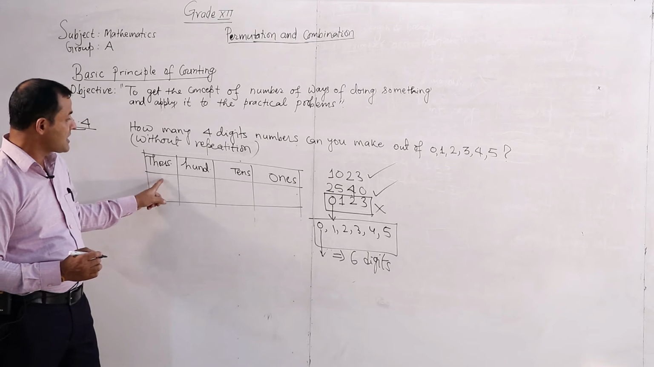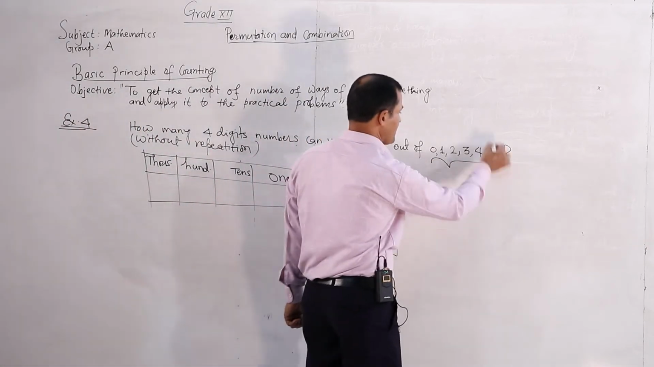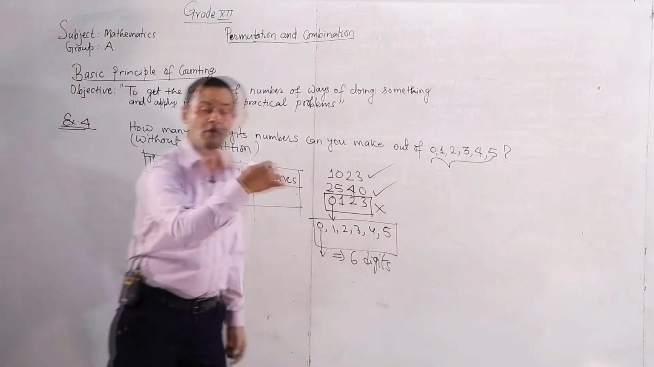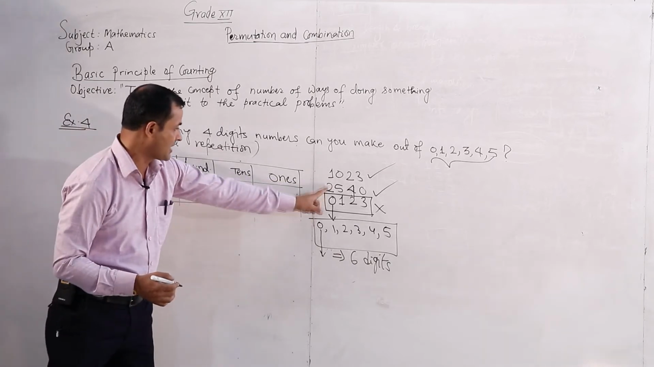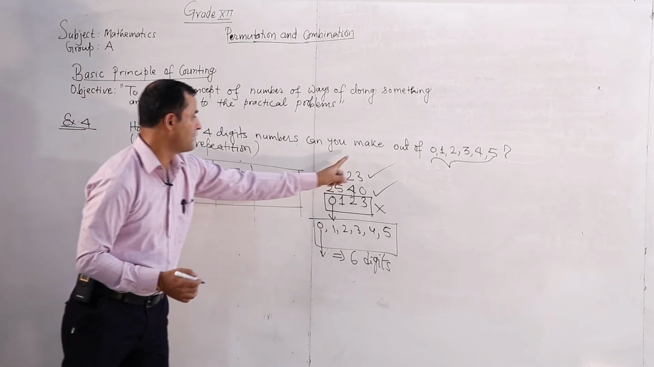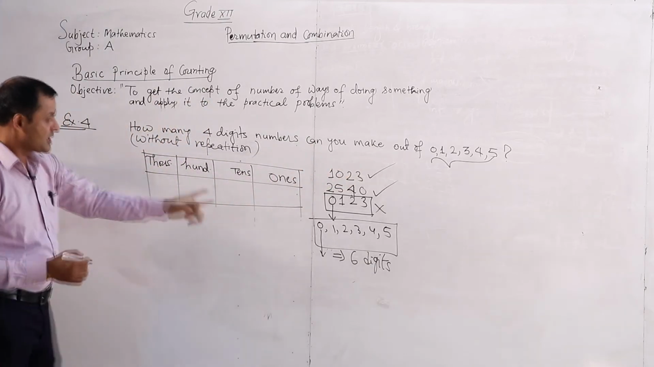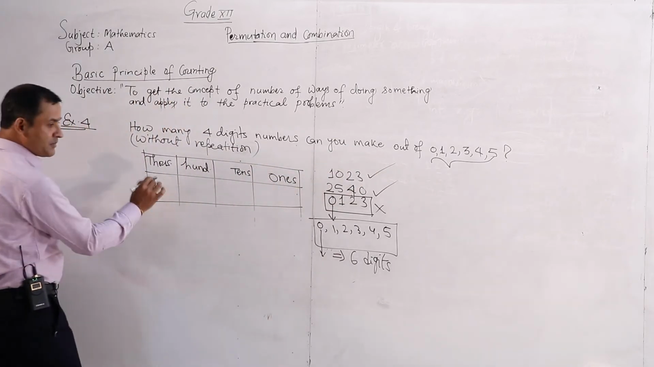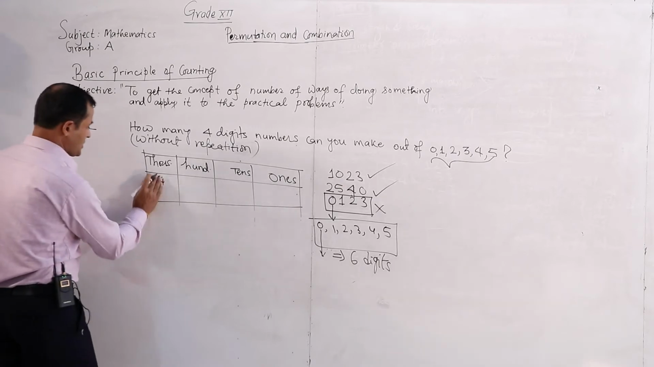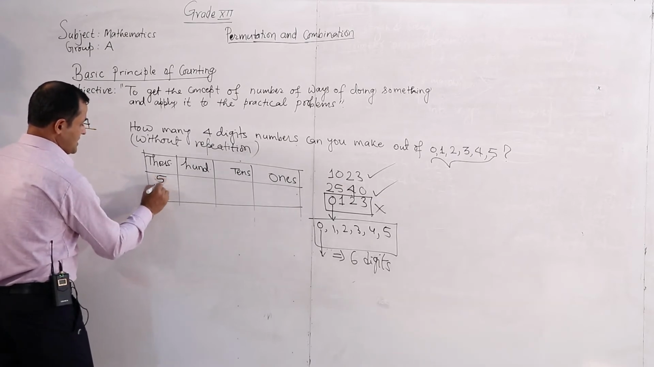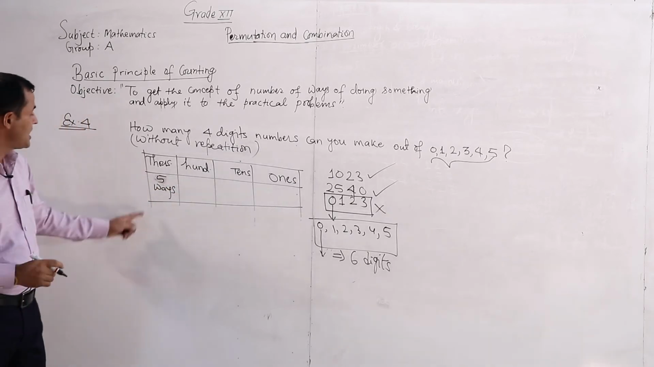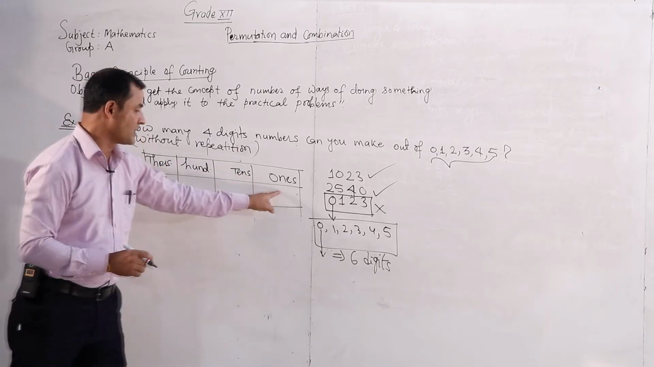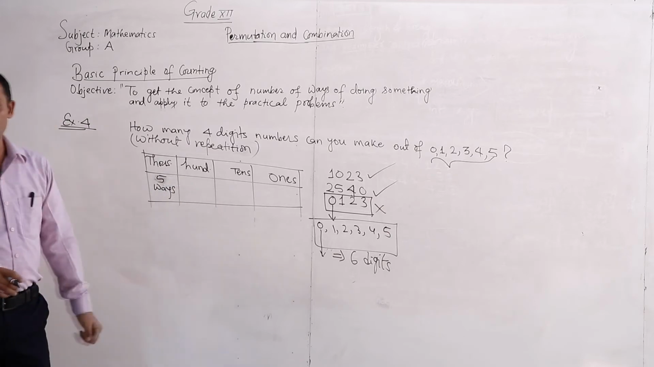How many ways can the thousands place digit be chosen? Can we put 0? No. So how many ways? 1, 2, 3, 4, 5. All the remaining can be put in the thousands place. So we have 5 ways. Why? Except 0, we can put any one of the digits in the thousands place. Now you can move from here to here. No worry. Okay, hundreds place.